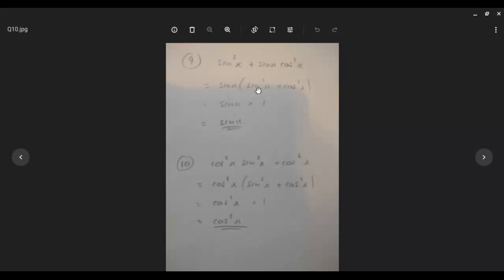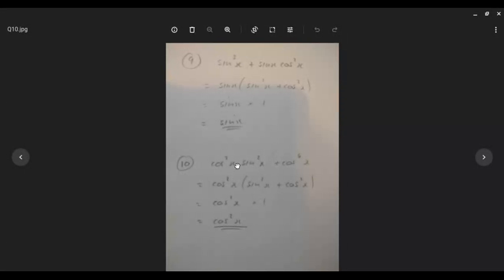Okay, what have I got in this bracket? Oh, look, it's sine squared plus cos squared again, which is just 1. So we've got sine x multiplied by 1, which is sine x. Question number 10. Again, we're looking for sine squared plus cos squared if we can get it, guys.